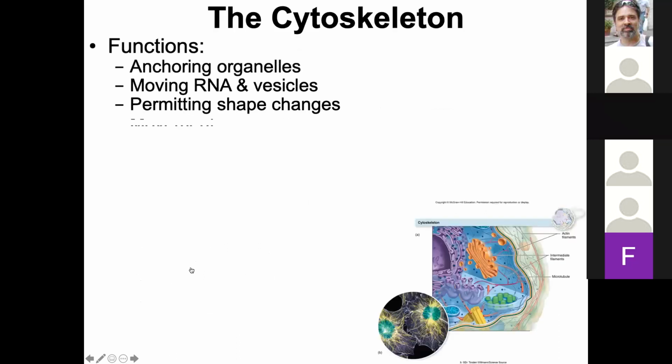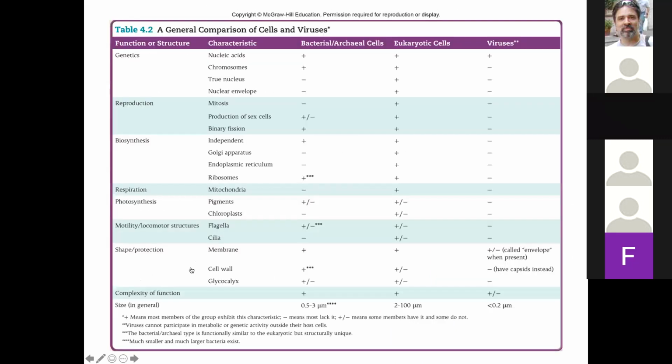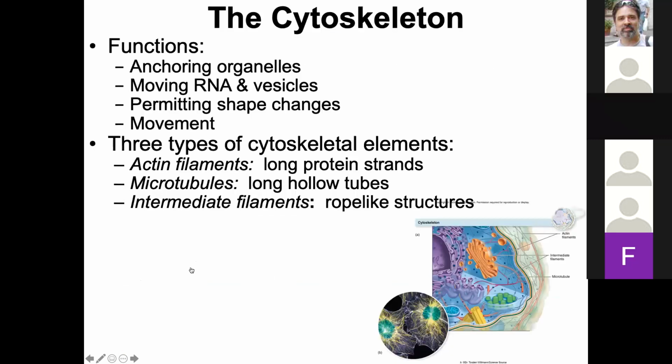The cytoskeleton provides a framework for the cell. It anchors organelles so that they function effectively with other organelles. It moves organelles from place to place so that they're more efficient. It moves chromosomes during the process of mitosis. It moves RNA and vesicles around the cell using ATP for power, allows the cell to change its shape, and allows the cell to move.